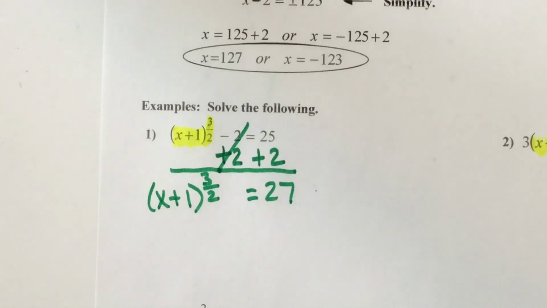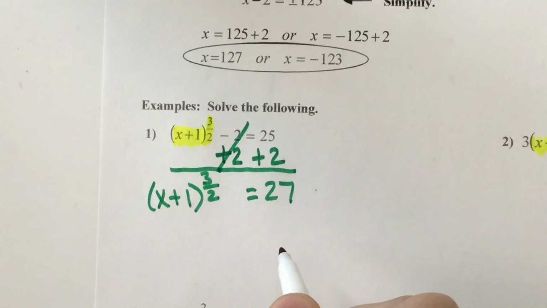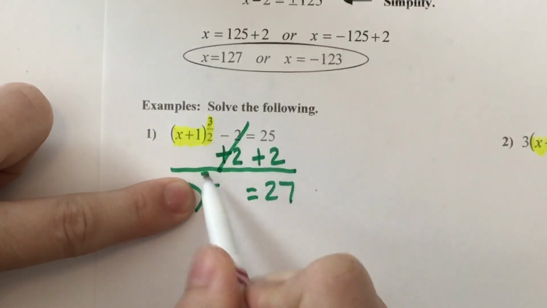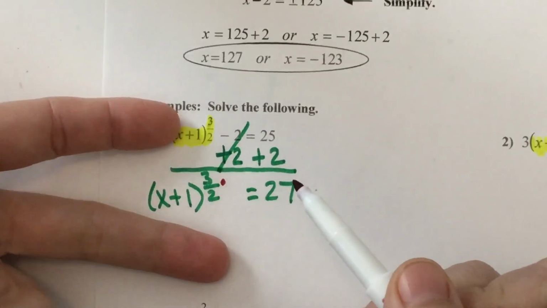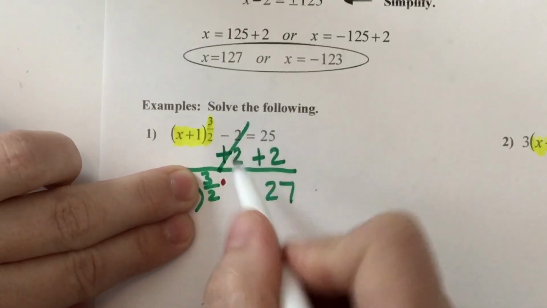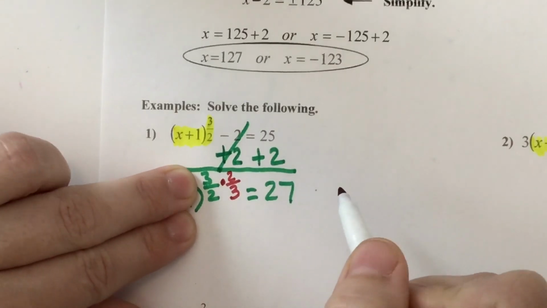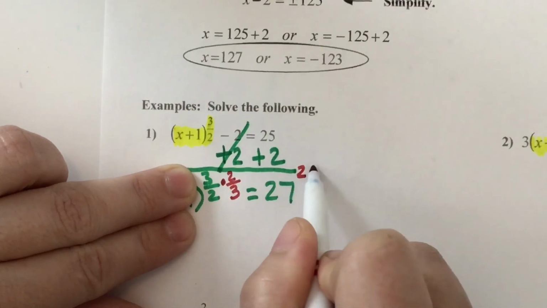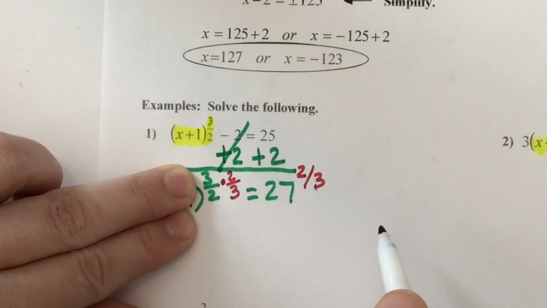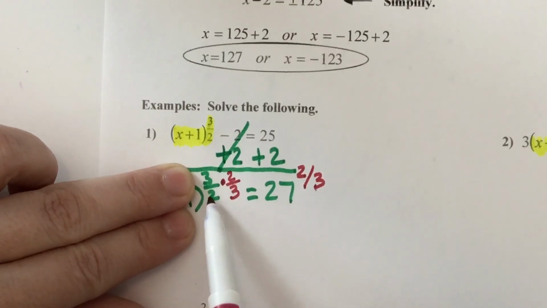Okay. Once your parentheses with the fraction exponent is by itself, then we're ready to get rid of this fraction exponent. So we're going to raise it to the reciprocal exponent. So I want to flip this fraction over. And if I flip it over, it would be 2/3. So I'm raising this side to the 2/3 power, which means I have to raise this side to the 2/3 power. Okay, so this now gives me 6 over 6.